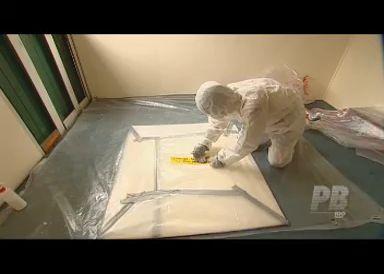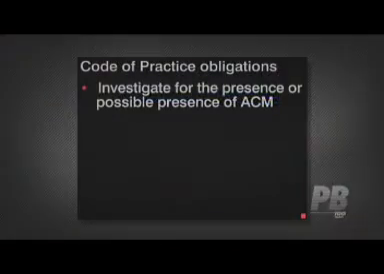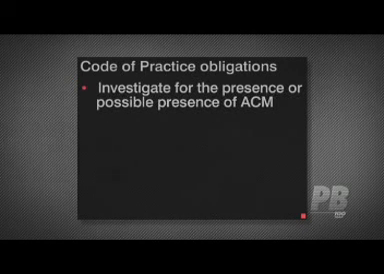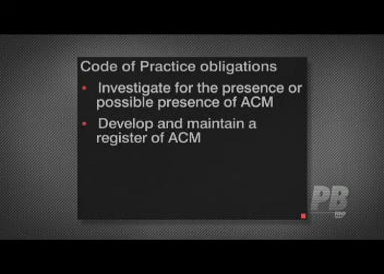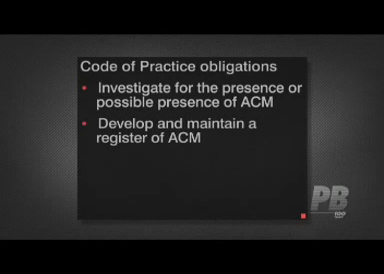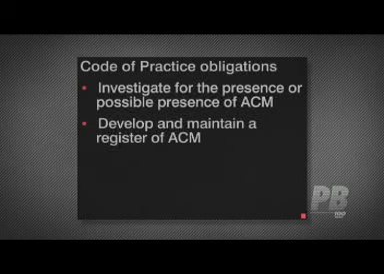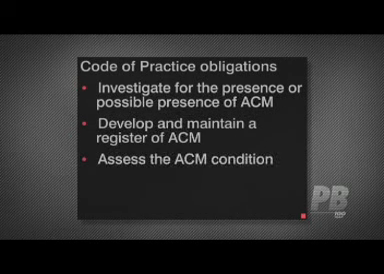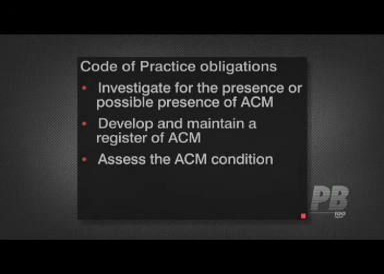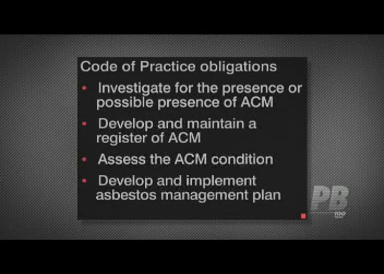Anyone with control of a premises has a duty of care to do a number of things related to asbestos. They must ensure that a competent person investigates the premises for the presence or possible presence of ACMs. And they must develop and maintain a register of the identified or presumed ACMs, with details of their locations, accessibility, condition, risk assessments, and control measures. The competent person must assess the condition of any ACMs found on the premises and the associated asbestos risks. They have to develop and implement an asbestos management plan.